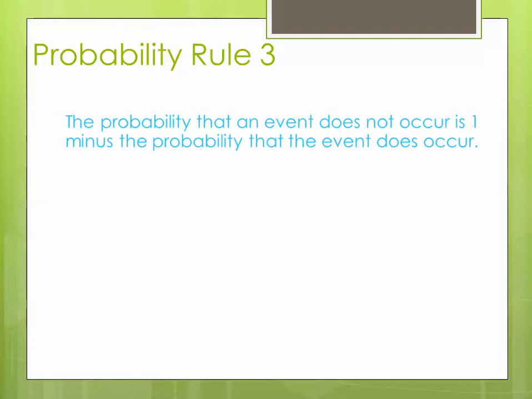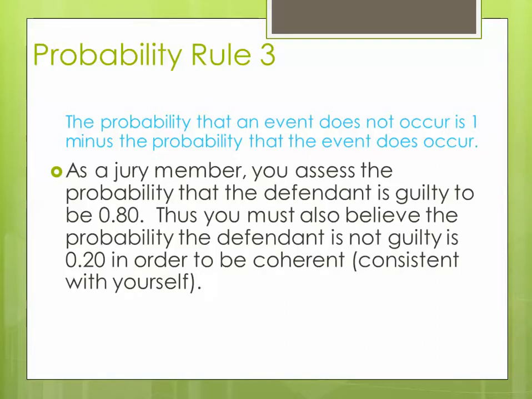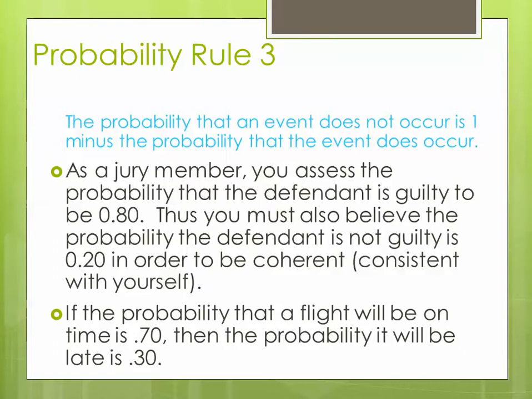Number 3. The probability that an event does not occur is 1 minus the probability that the event does occur. It's called the complement. So say you think as a jury member that the defendant is guilty with about 80% probability. Then you also have to believe there's a 20% probability that he's not guilty. That's just to be consistent with things. Or if the probability the flight will be on time is 0.7, then the probability that it won't be on time is 0.3. Either one or the other happens.